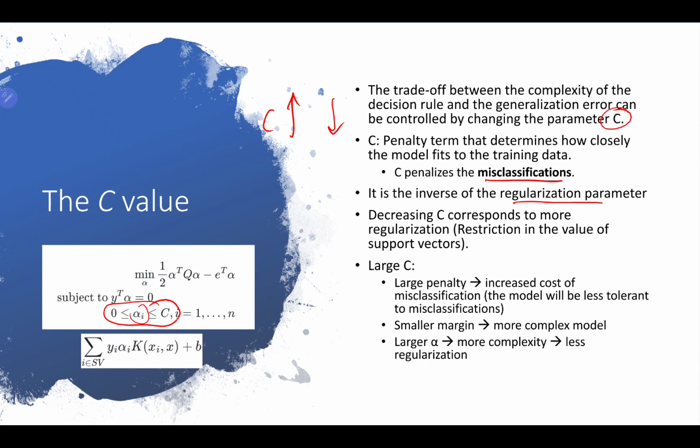And a large C value would mean a large penalty on the misclassifications happening. All right, so decreasing C corresponds to more regularization. You just see this notion here. If you decrease this, then you basically increase the regularization amount, meaning you're restricting this alpha value from growing.